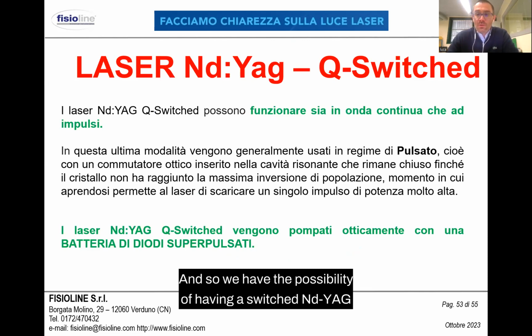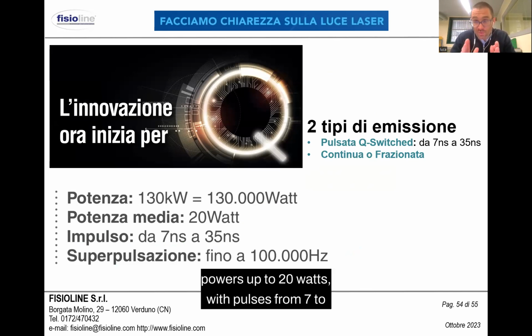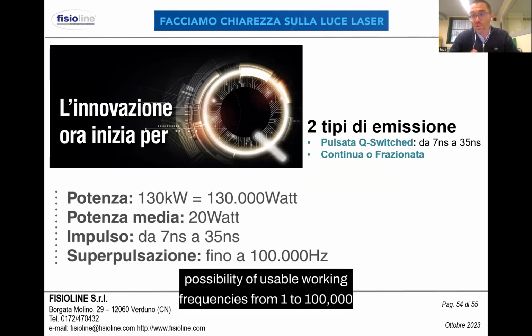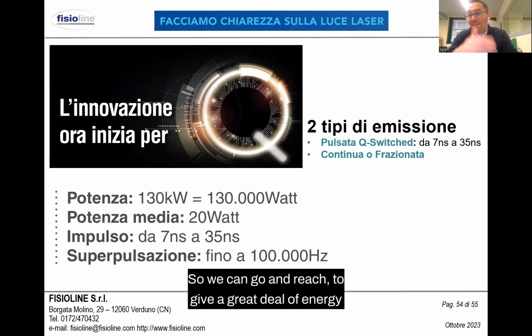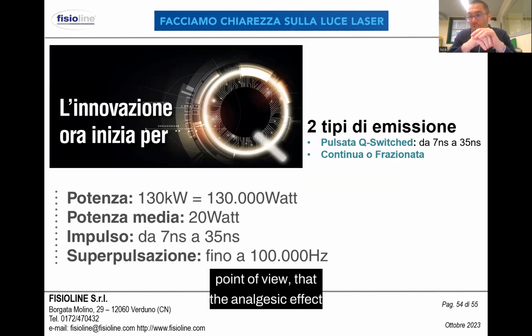And so we have the possibility of having a Q-switched Nd:YAG precisely because it has these very small pulses and very important technical characteristics, because we have a neodymium YAG source that works with average powers up to 20 watts, with pulses from 7 to 35 nanoseconds, with the possibility of usable working frequencies from 1 to 100,000 Hz, like the diode sources we have seen before, but above all that it can have very, very high peak powers, up to 130,000 watts of peak power. So we can give a great deal of energy from the point of view of depth and from the therapeutic point of view, the analgesic effect is almost immediate.